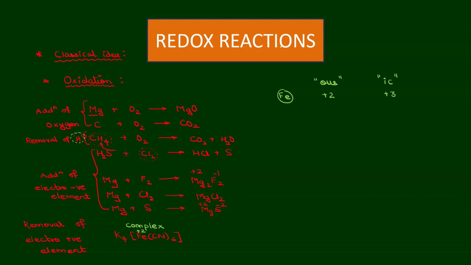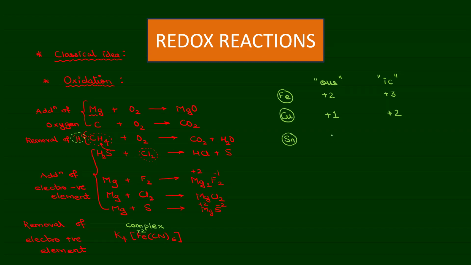Copper. And what are the valencies for copper? +1, +2. Superb. So +1 would be called cuprous and +2 cupric. Very good. Or can you recollect? Tin. Yes, someone said tin: stannous and stannic. Superb.